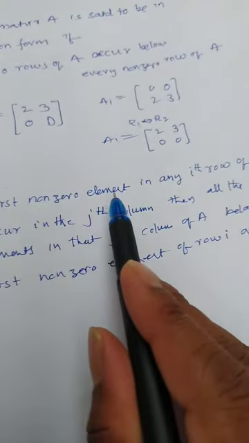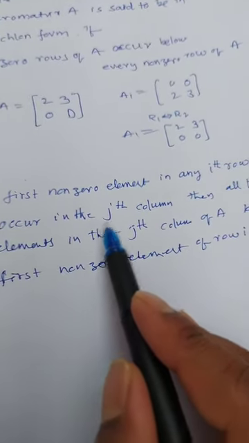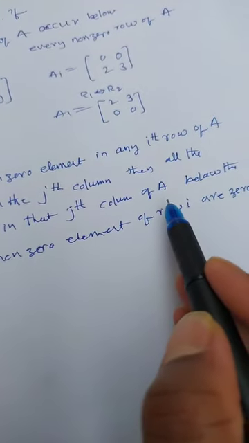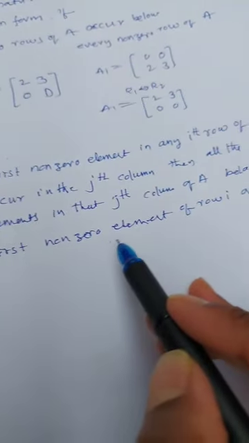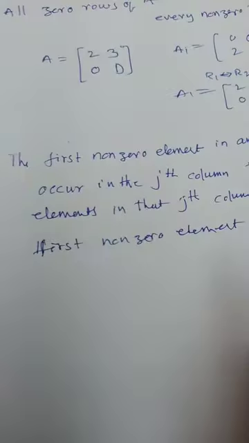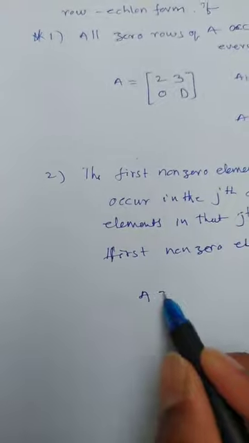The first non-zero element in any ith row of A occurs in the jth column, then all the elements in the jth column of A below the first non-zero element of row i are zeros. Okay, this is the second condition. Let me explain once again.